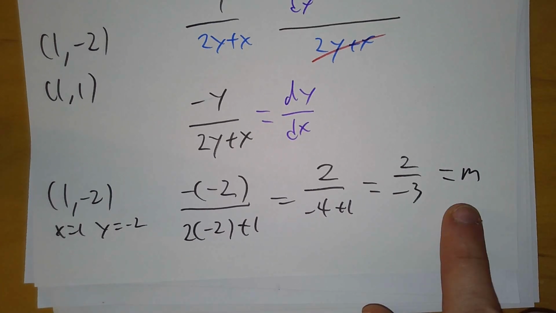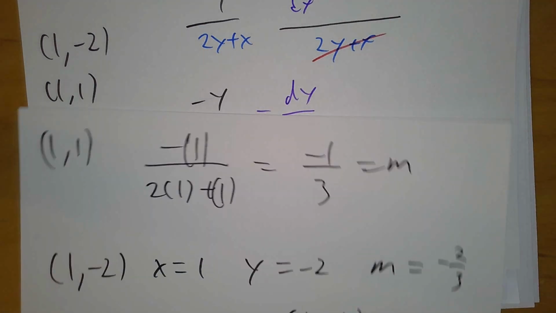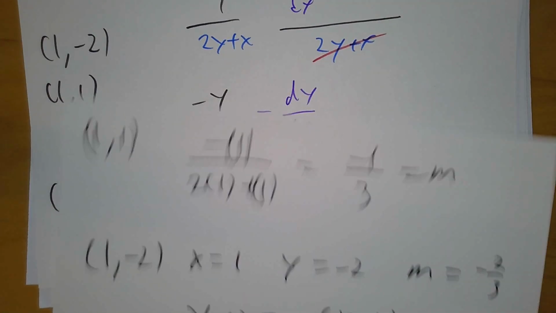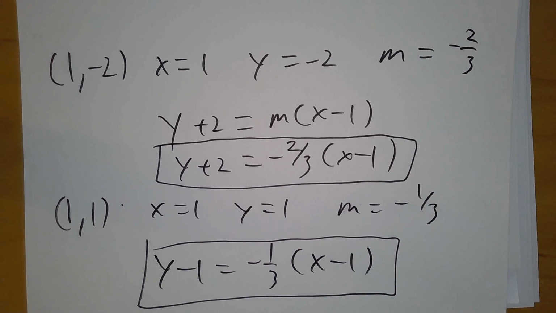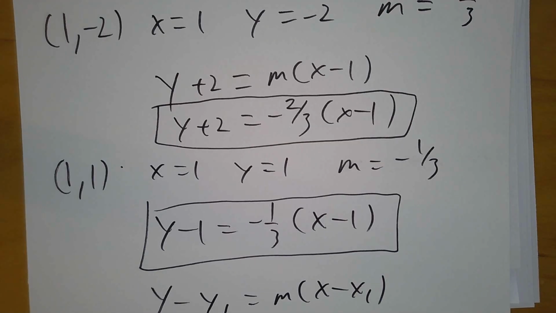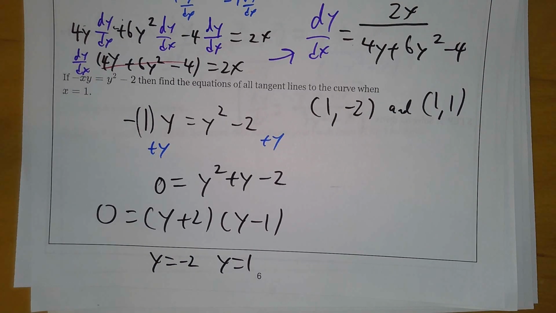We got the slope for it. Then we plugged in 1 and 1. Got the slope for it. And then using our x, y, and m, our point and our slope, we wrote the equation for 2 different tangent lines. Okay, that is B. All right, we're on the home straight here.